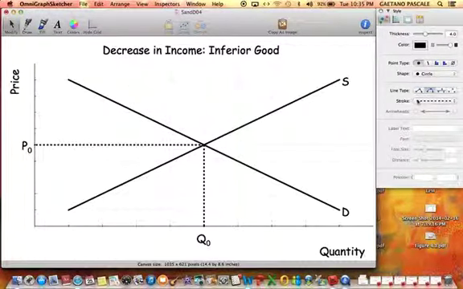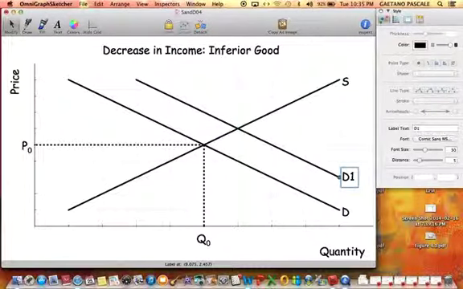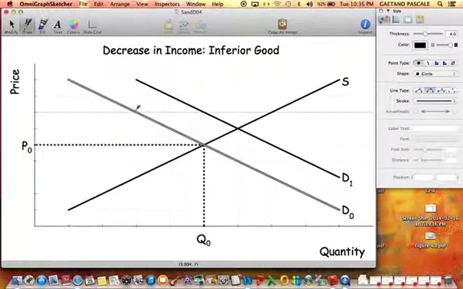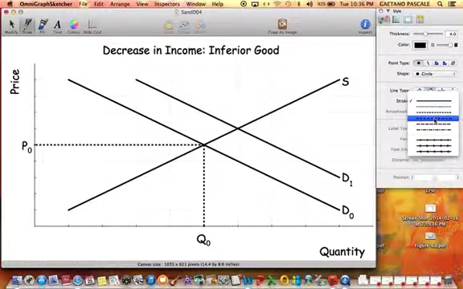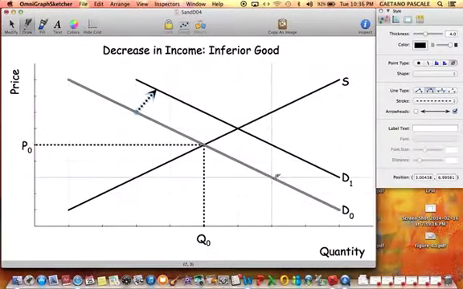So we will see that the demand curve will shift to the right because of the decrease in income, and we're analyzing the impact on an inferior good. So there is our new demand curve. We make sure we label that as D1, and we take our original demand curve and label it as D0 to make sure we distinguish between our original demand curve and our new demand curve. And once again, as I said previously, if you like, you can draw in arrows to give an indication as to which way the demand curve shifted.